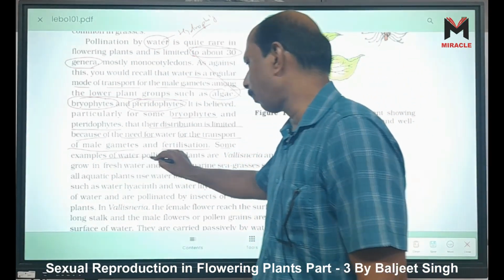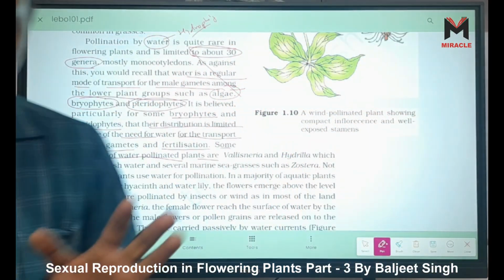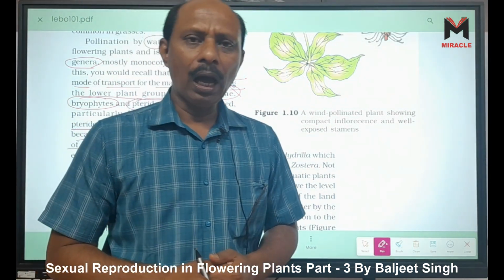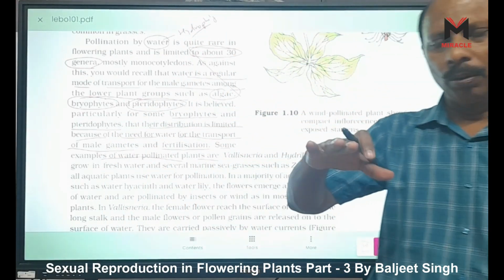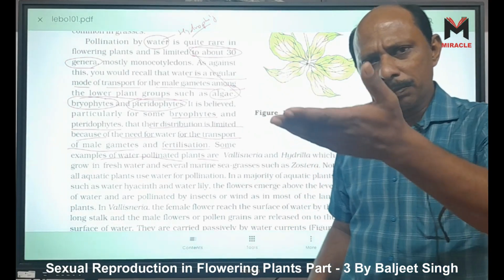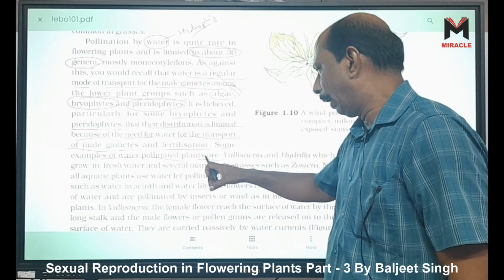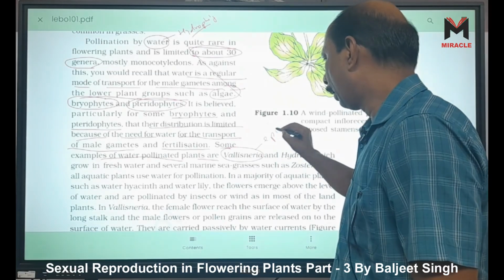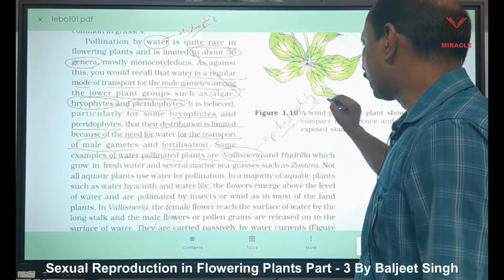Some examples of water pollinated plants are, now if water pollination is there, it is also of two types. One is called epihydrophily and another is called hypohydrophily, right? Epihydrophily means what? Epi means above. It occurs at the surface of water, and hypo means what? Below. It occurs below the surface of water. That means inside the water, right? And that is given here also. Vallisneria is an example of epihydrophily, which means it occurs at the surface of water.